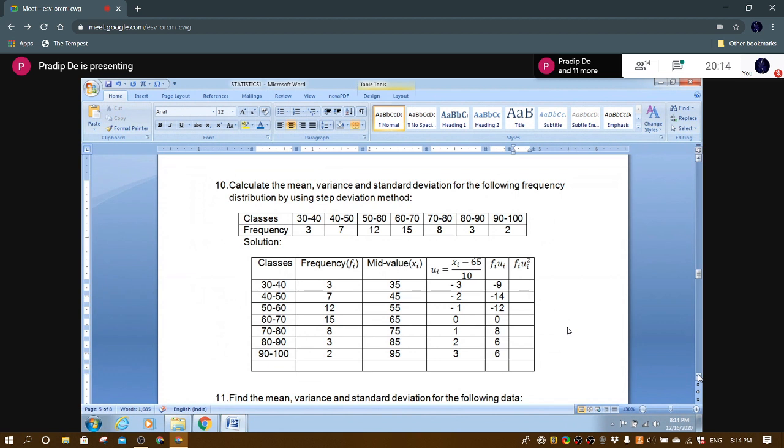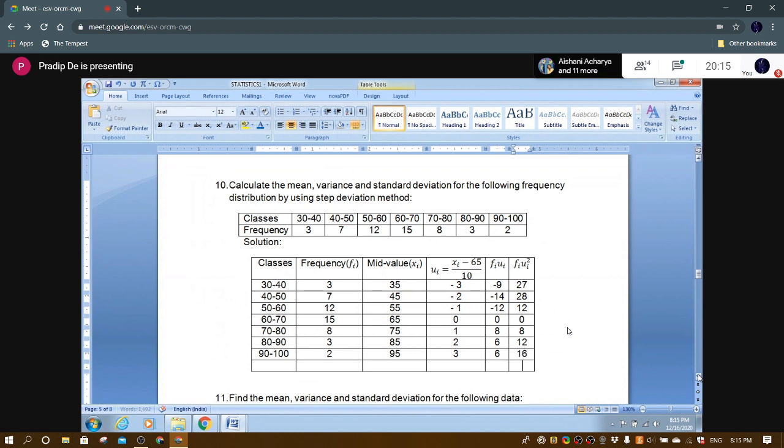First square ui, that is ui squared is 9. Minus 3 whole squared is 9. 9 into 3, 27. Like this. First square the value of u. Value of ui is minus 2. Square it, 4. Into 7, 28. Like this. Better this is 12, 0, 0, 8, 8, and 12, 12, 18.